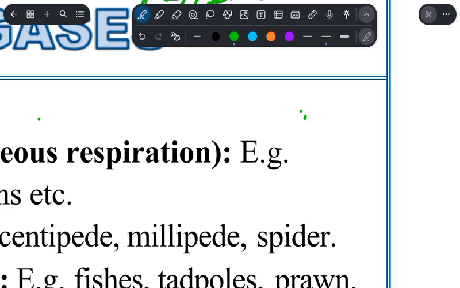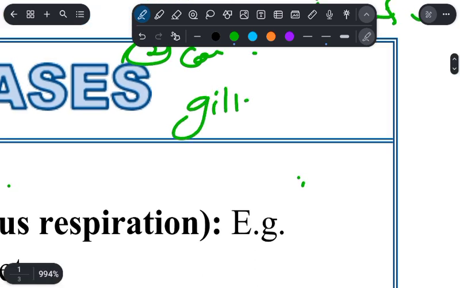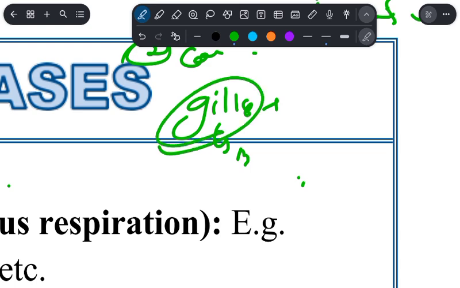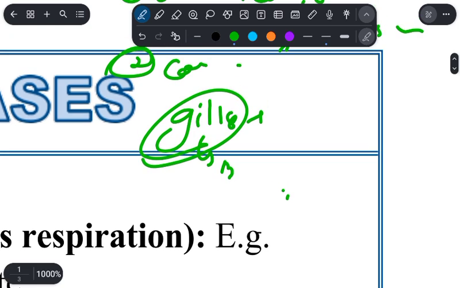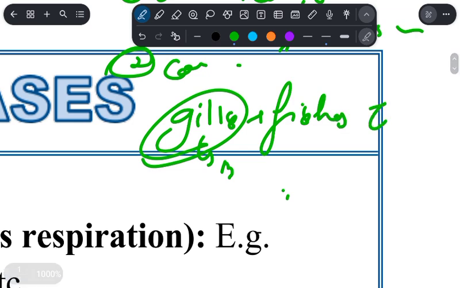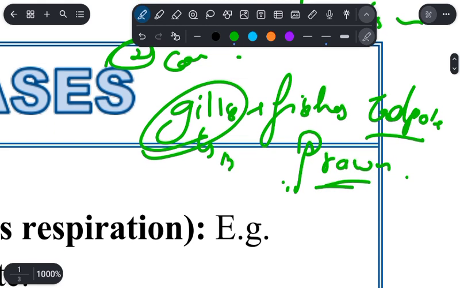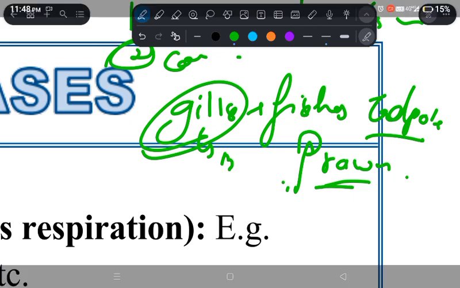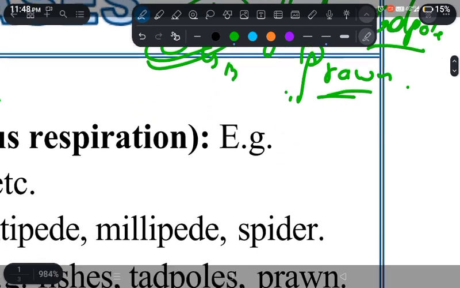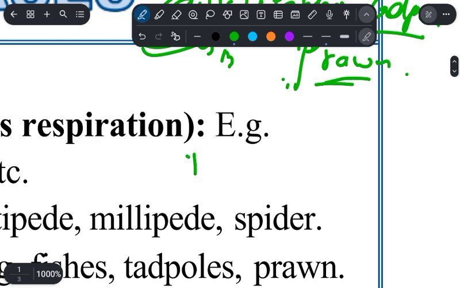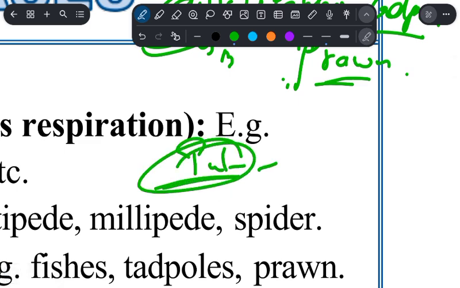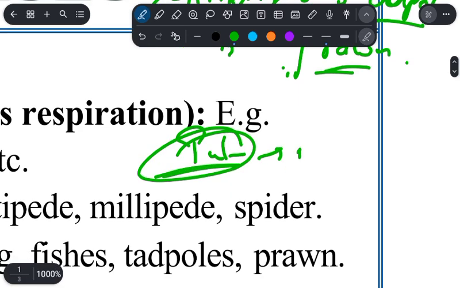Okay, we will do it further. Gills, also known as branchia. So respiration through gills is also called branchial respiration. Fishes, tadpole, and your prawn. That's it. Now we will go for pulmonary respiration. Pulmonary, also known as lungs, respiring through lungs is called pulmonary respiration. Mostly vertebrates.